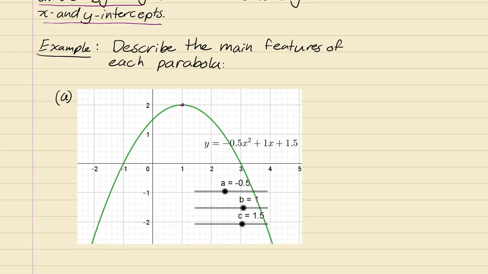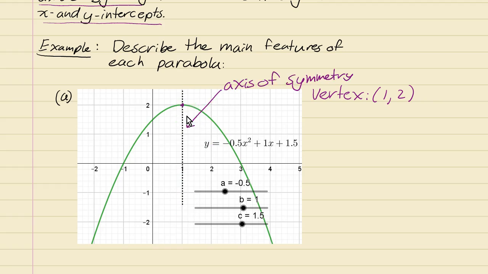And let's look at where the vertex is. The vertex is at the point 1, 2 here. The axis of symmetry is this vertical line here. That looks like the line x equals 1. If we want to find the y-intercept, the easiest way is, it looks like it's approximately 1.5 there. It looks like you have the point 0, 1.5.